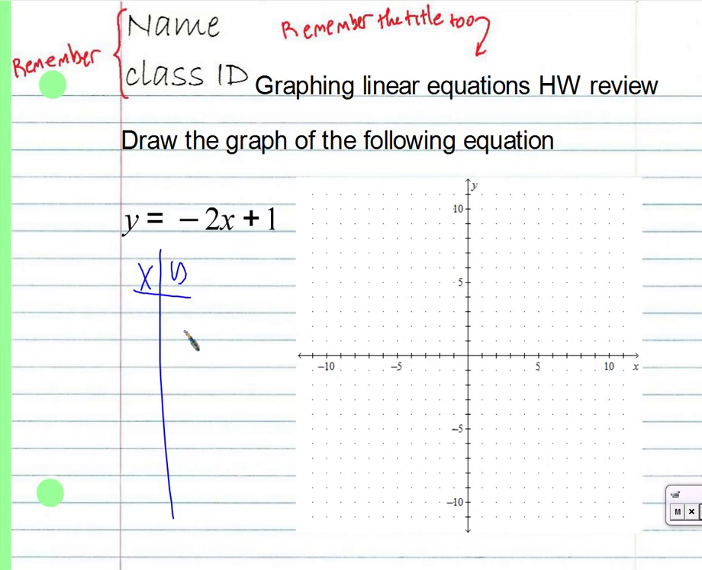What's an X that you plugged in? One. Negative 2 times 1 plus 1, that's negative 2 plus 1, that's negative 1. 1, negative 1. What else? Charlie? Negative 3. Negative 2 times negative 3 plus 1, that's 6 plus 1, that's 7. Negative 3, 7. Okay. John? Negative 2 times negative 2, 4 plus 1, 5. How many times should we do this?